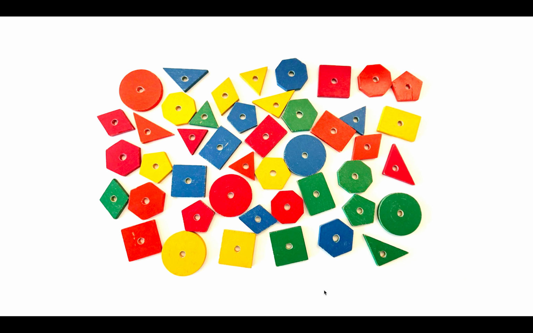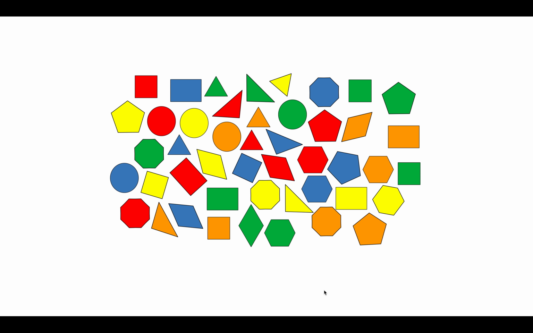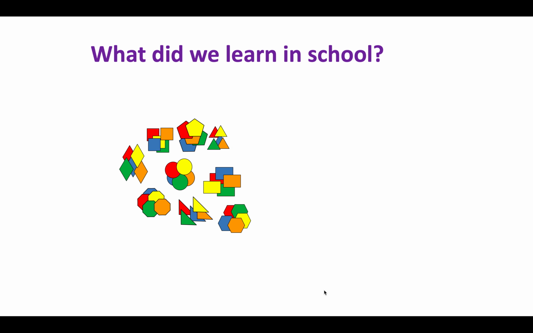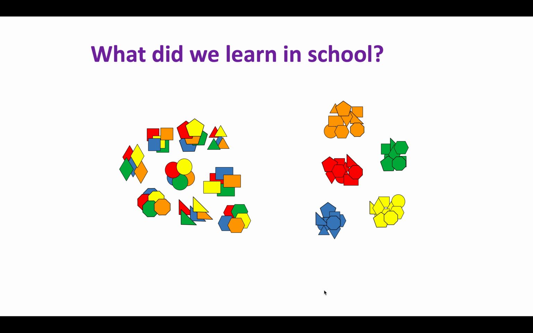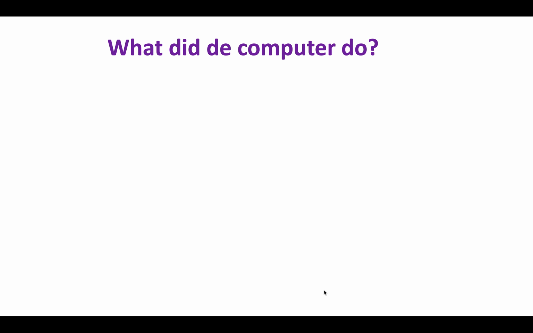Now, is this familiar to you, Joep? A long time ago, but yes. Well, everybody knows what you need to make of this. So what did we learn in school? Well, we either learn to get the shapes together or to get the colors together. Yeah? Yes. Now, what did the computer do?